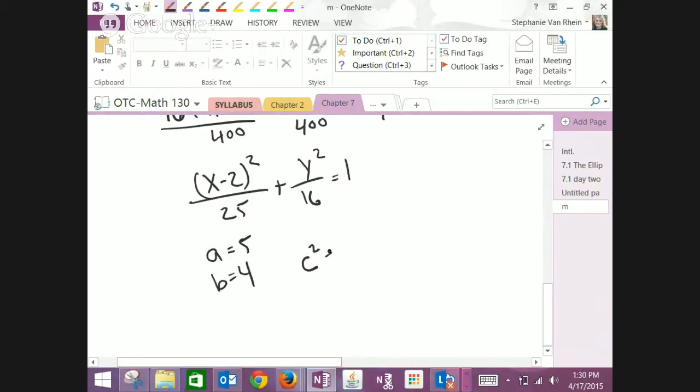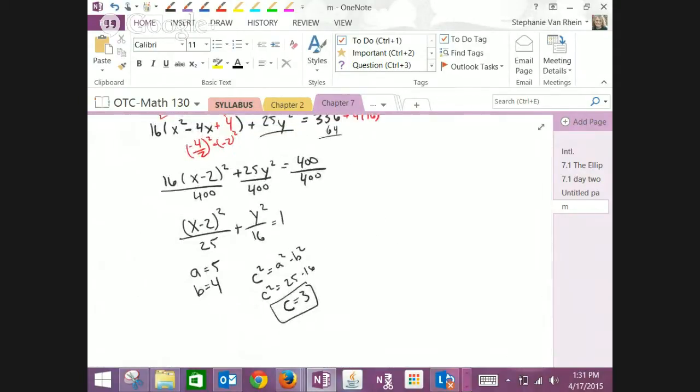Yeah. C squared is A squared minus B squared. So C squared is 25 minus 16. So C is plus or minus 3. In this case, we'll just say 3. Right? So what is our center? Minus 2, 0? 2, 0. Right? So I can put my center anywhere, 2, 0.